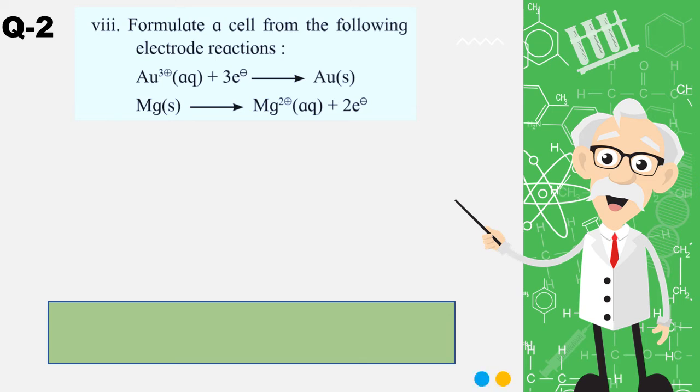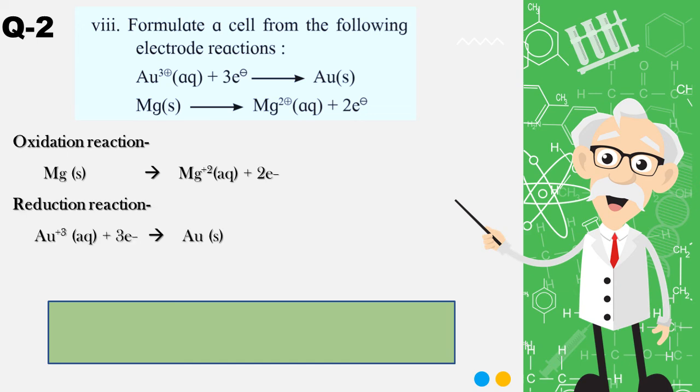Let's solve question number 8 from exercise question number 2. Here it is asked to formulate a cell from the reactions given. We can see that in one reaction there is a gain of electrons, that is, electrons are on the left-hand side, while in another reaction there is a loss of electrons, that is, electrons are on the right-hand side. Therefore, the oxidation reaction will be the loss of electrons, so solid magnesium giving Mg2+ plus 2 electrons will be the oxidation half reaction, while the reduction half reaction will be Au3+ ions plus 3 electrons giving solid Au.